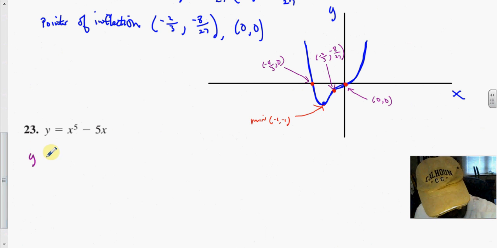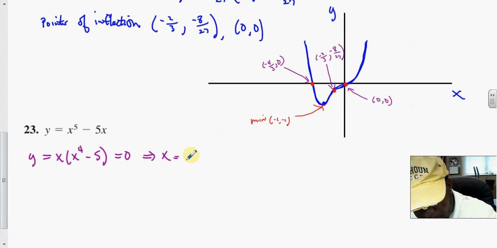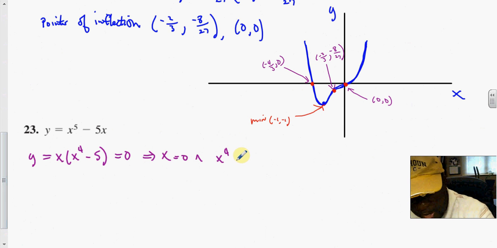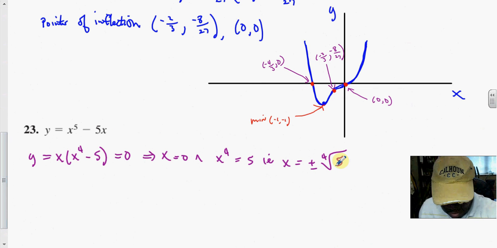Alrighty. So we take y. I'm going to just factor out x. We get x to the 4th minus 5. If we set that equal to 0, this implies that x equals 0, and then x to the 4th minus 5 equals 0. X to the 4th is equal to 5. That is, x is equal to plus or minus the 4th root of 5. So here, these would be our x-intercepts.